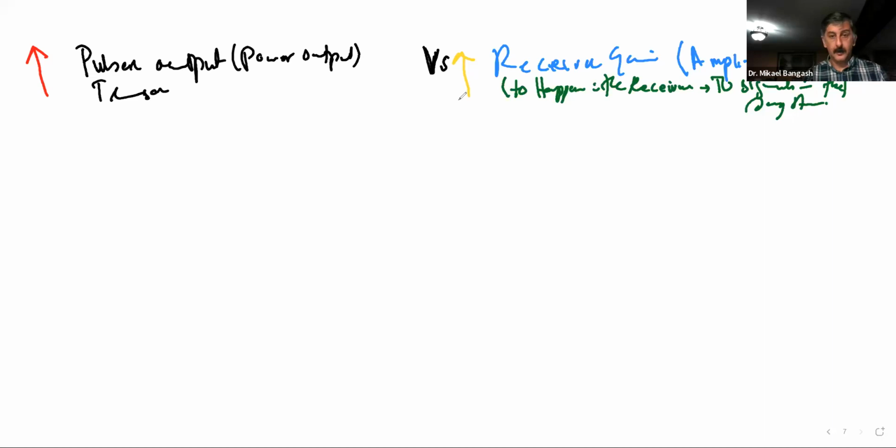The other thing that we could have was a low pulser output, or low power output, or transducer output. Or we could decrease it. Likewise, we can also decrease our receiver gain or amplification, or have a low receiver gain or amplification.